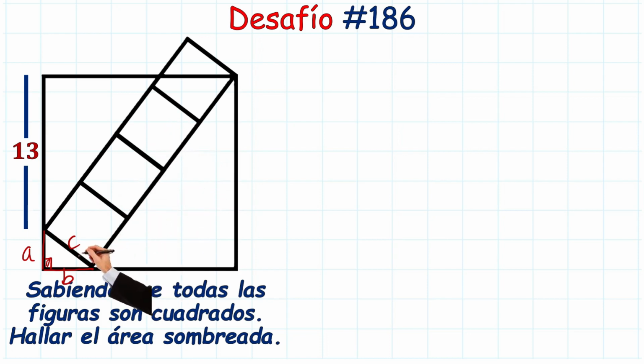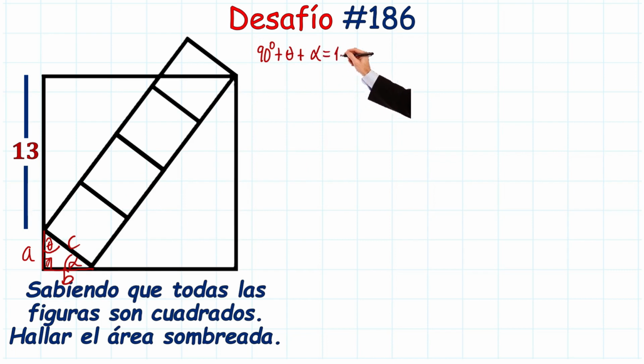Now then, let's see what we have around here. We don't know what these angles are, so we'll just name them. I'll call this angle here theta, and this angle here alpha. Now, the three angles of a triangle must give me 180 degrees. That is the 90-degree angle we have here, plus the theta angle, plus angle alpha should give us 180 degrees.